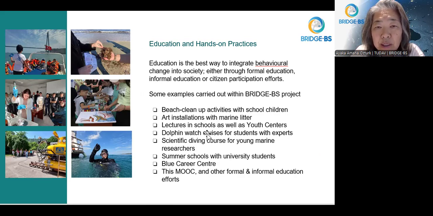So here are some examples which were carried out within the Bridge BS project. Beach cleanups by school children, art installations with marine litter, lectures in schools, as well as youth centers. In the Istanbul Strait, dolphin watch cruises were organized for students, and experts explained about the ecosystem of the Black Sea. We also organized a scientific diving course for young marine researchers of the Black Sea Basin. Summer schools were organized twice with university students, with the experts explaining all aspects of the Black Sea.